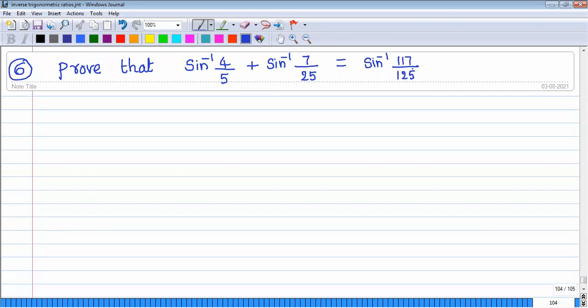This problem needs to be restated. For example, if you say sine inverse 4 by 5 is equal to alpha, sine inverse 7 by 25 is equal to beta, alpha plus beta is equal to sine inverse of something. That means sine of alpha plus beta is equal to 117 by 125. It is enough to prove that. Obviously, alpha plus beta becomes sine inverse of 117 by 125. Indirectly, we need to find out the value of sine of alpha plus beta. For example, if cos inverse is there, we need to find out cos of alpha plus beta.